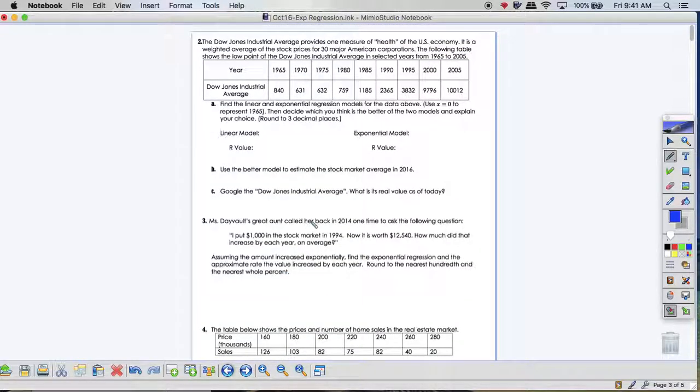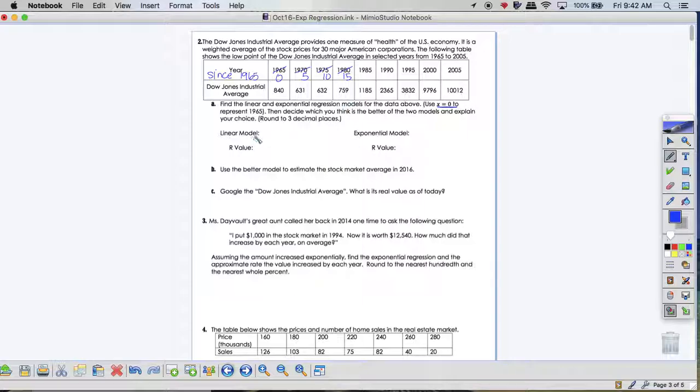Anytime it gives you years, you should use 0, and 0 and 1, or in this case, it's going to be years since 1965, so this would be 5 years later. This would be 10 years later. So if it is years, when it's exponential, you do have to use x equals 0, or else the numbers will get extremely too big for the calculator to calculate.